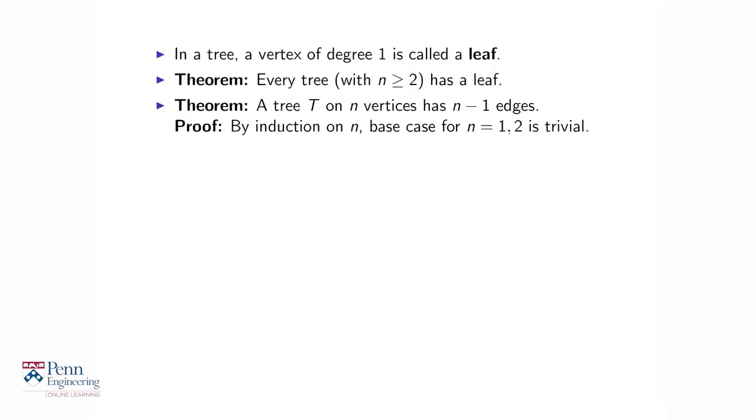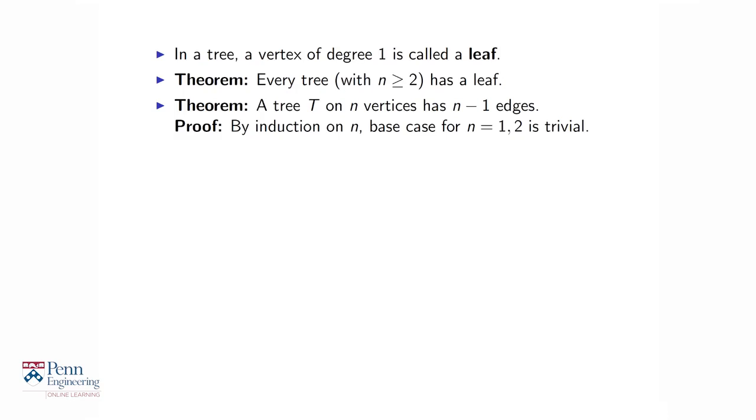In a tree, a vertex of degree 1 is called a leaf. There are several facts about trees that we would want to know. These are 2 basic ones, and later we'll see other facts that are important. I've stated them as theorems. The first theorem is that every tree with at least 2 nodes has a leaf.